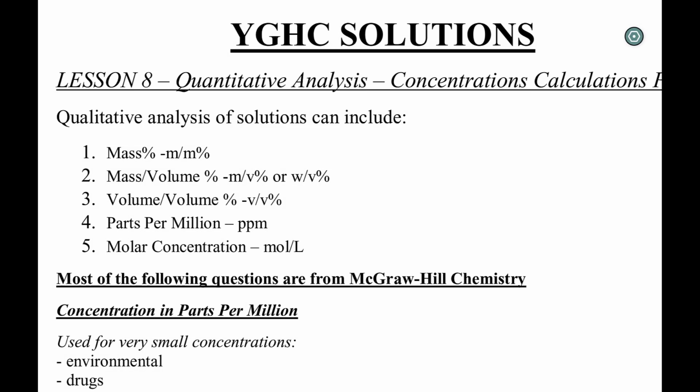In today's lesson, we're going to look at the second half of concentration calculations, which we were unable to do in our first lesson. So as a review, we did mass percent, mass volume percent, and volume percent. Today we're going to look at two more, parts per million and molar concentration. Now, molar concentration is by far the most used concentration in chemistry. But before we get to that, we're going to do parts per million.